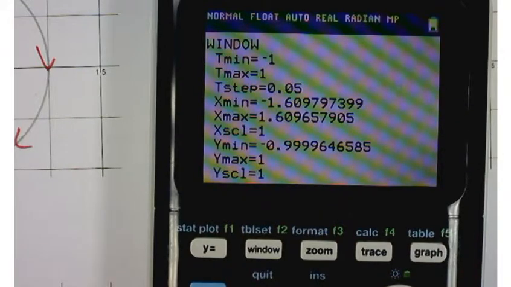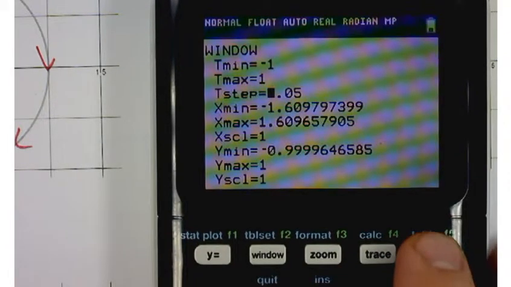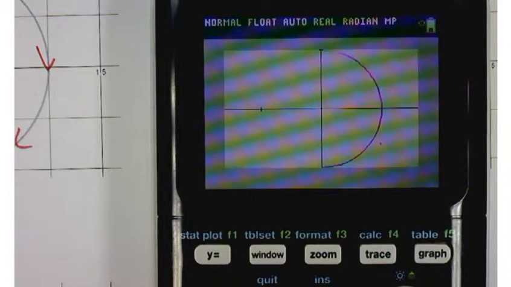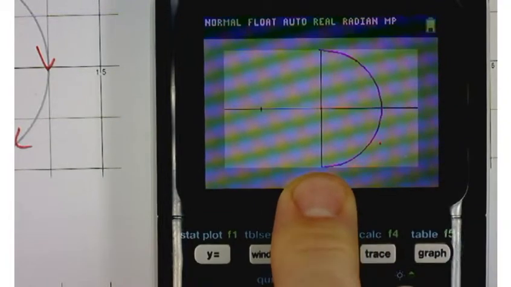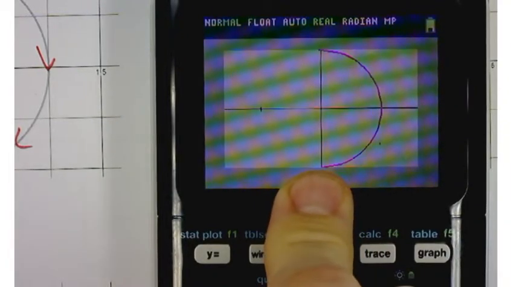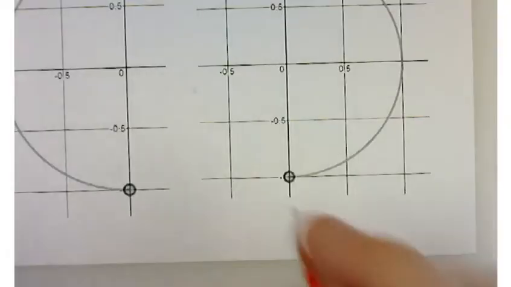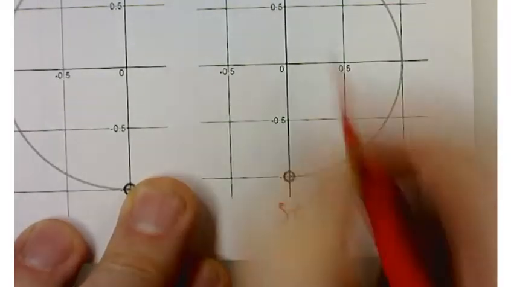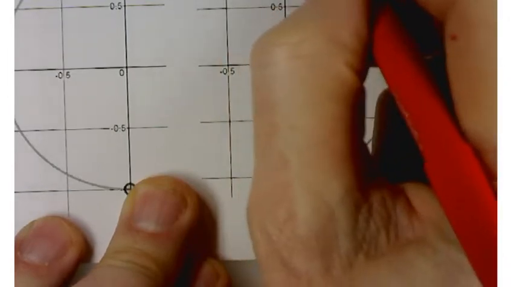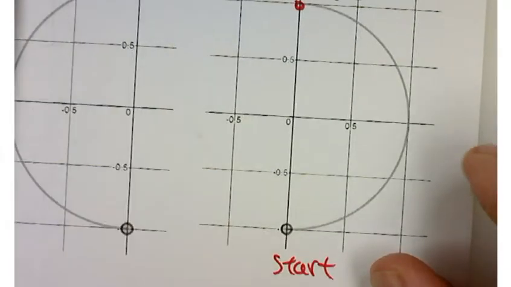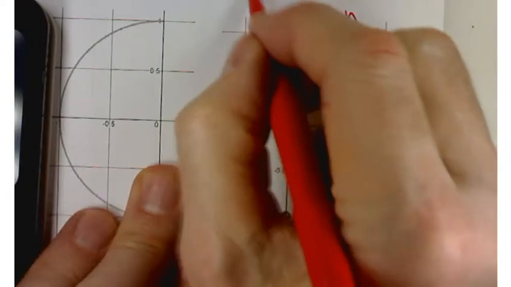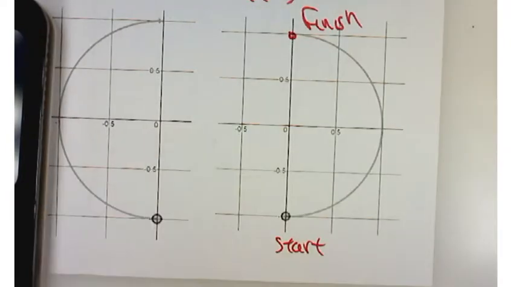My window the rest of the way should be good because this has already been scaled to fit my graph in the sense of a nice square graph. So let's just catch the orientation. Oh, this one's kind of different. This one starts at the bottom and goes counterclockwise. So that last one would be down here. Start and finish. That's going to be 44 part D.